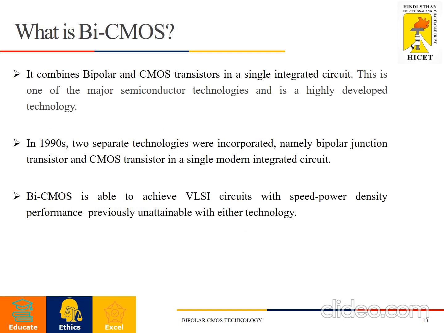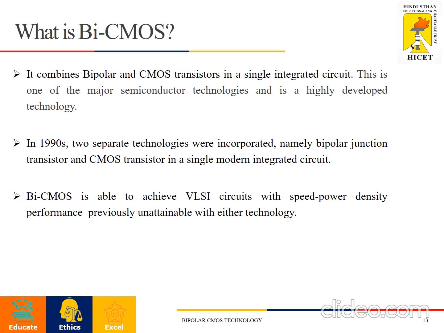Then the next one is the Bi-CMOS. It is a combination of the CMOS and bipolar transistors. It combines the bipolar and CMOS transistors in a single integrated circuit. And what is the need? Why are we going to combine the bipolar and CMOS? We utilize the features of both the bipolar technology and CMOS technology, especially for speed. When we need the highest speed, we use the Bi-CMOS.